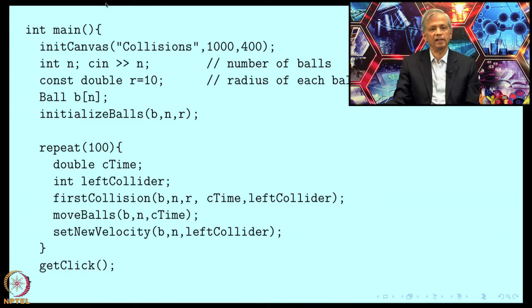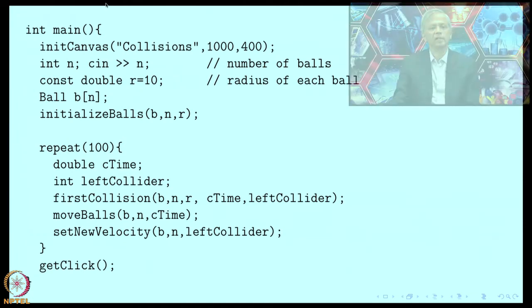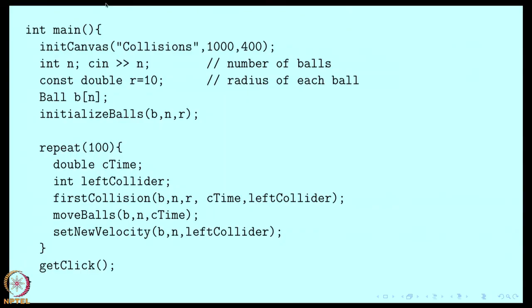So this will be defined outside, and this is one of the things that has to be done in the assignment. So we will declare an array of such balls. Next, we will initialize the balls. Okay. So that will be a function call, and then let us say for simplicity that we have to do this for 100 collisions. So this is the code which is going to do it.